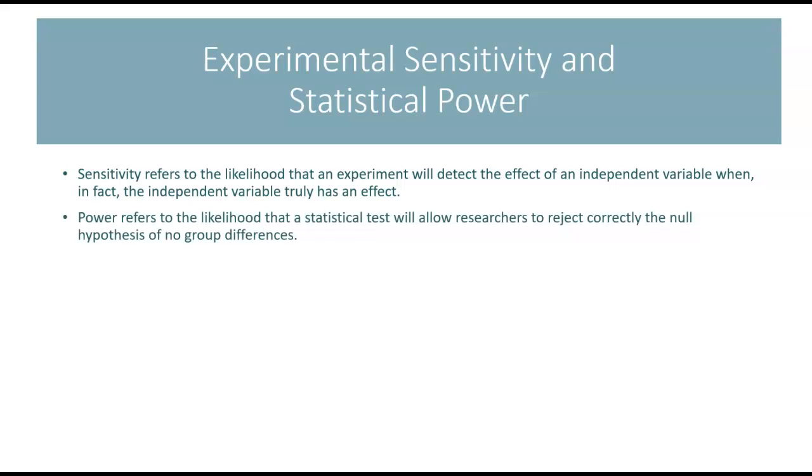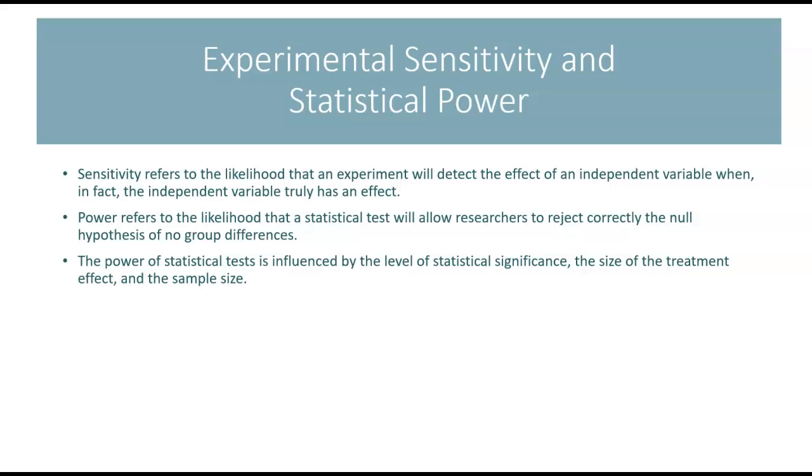Power, on the other hand, is the likelihood, as your authors put it, that your result is going to allow you to reject the null correctly. And we have to pay attention to both these things. We want our measures and our methods and our designs to be sensitive enough to detect a finding. We also want enough what's called statistical power to be able to be confident in our decisions to reject the null.